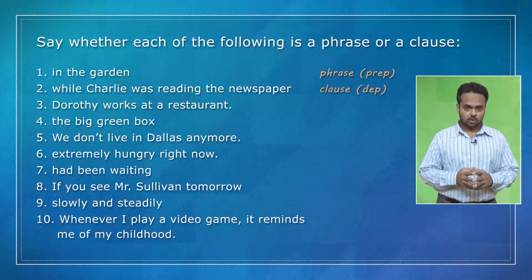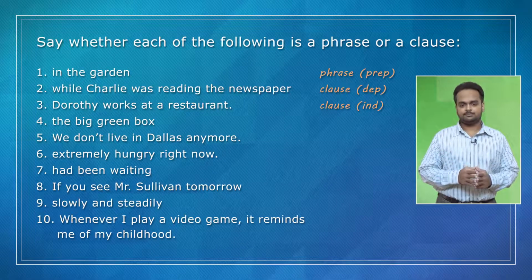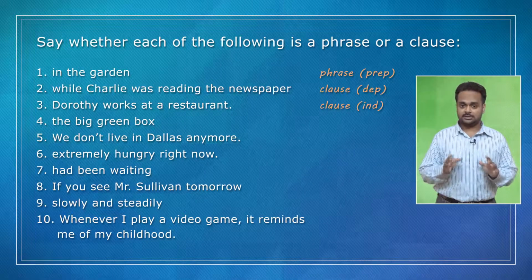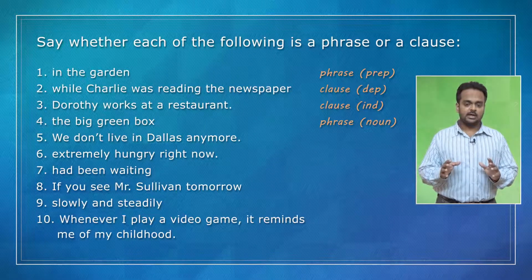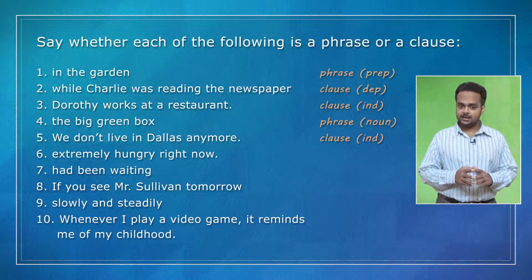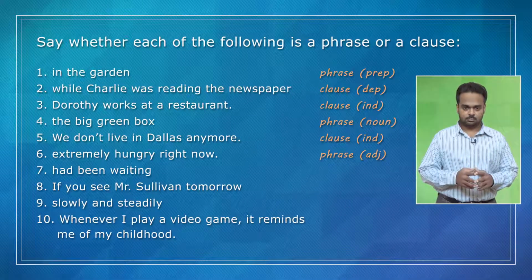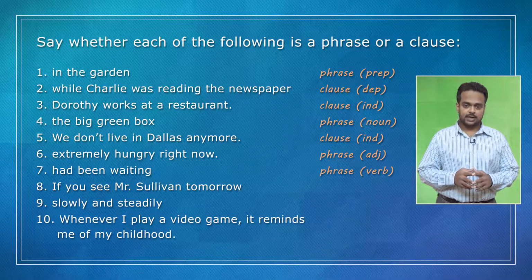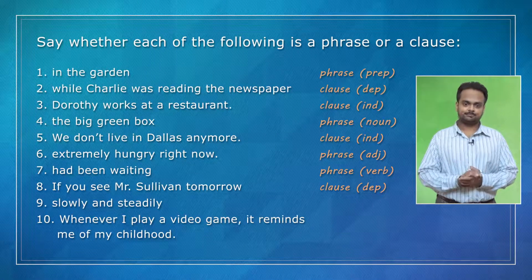Number 3 is also a clause, but it's an independent clause because it could be a sentence by itself. Number 4 is not a clause, it's a phrase. There's no subject-verb combination. And it's a noun phrase because it focuses on the noun box. Number 5 is a clause and it's an independent clause. Number 6 is a phrase and it's an adjective phrase because the focus is on hungry. And number 7 is a phrase and it's a verb phrase. Number 8 is a clause and it's a dependent clause because it's not a full sentence.